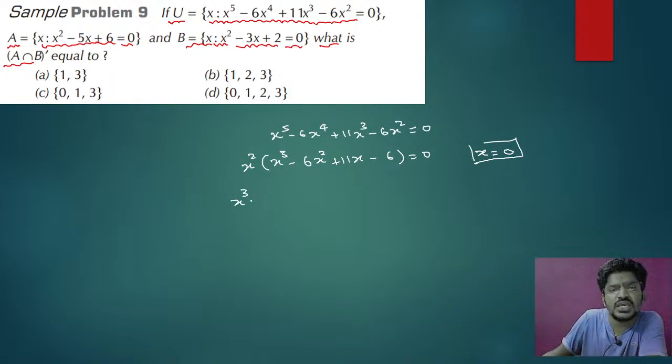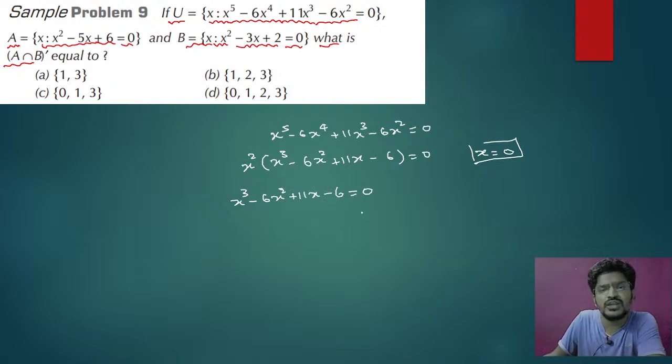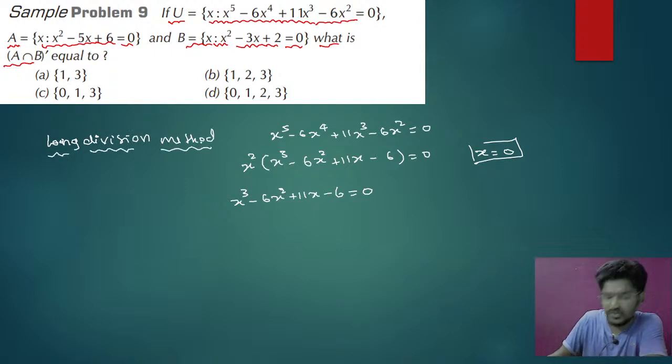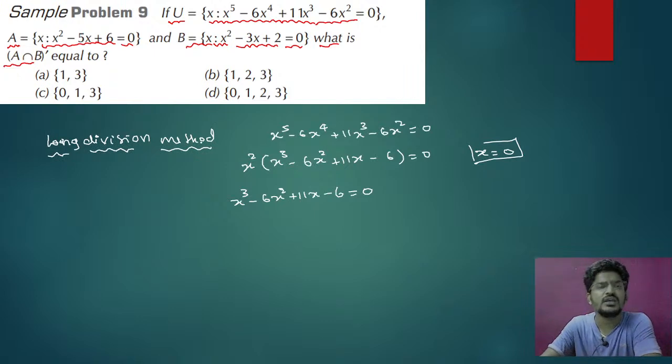And you can just see x cube minus 6x square plus 11x minus 6 equal to 0. I think everyone knows how to simplify this. You have to use the long division method. Everyone knows, I think, what is long division method, or I have to explain the long division method. If all of you say long division method is known to everyone, then we can go directly to the answer, because it takes a little bit of time.